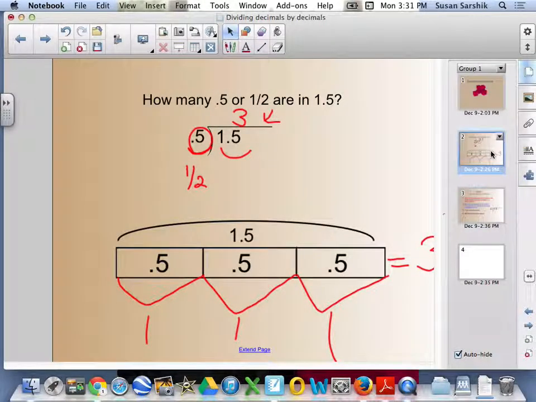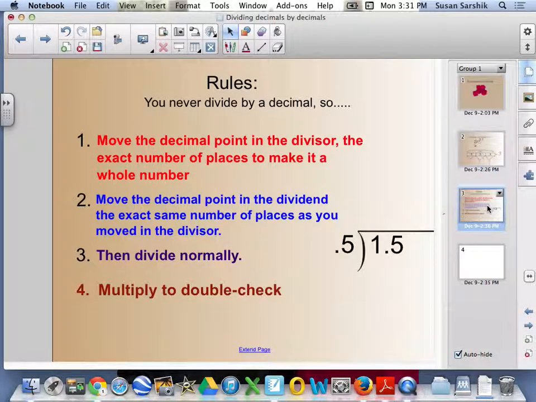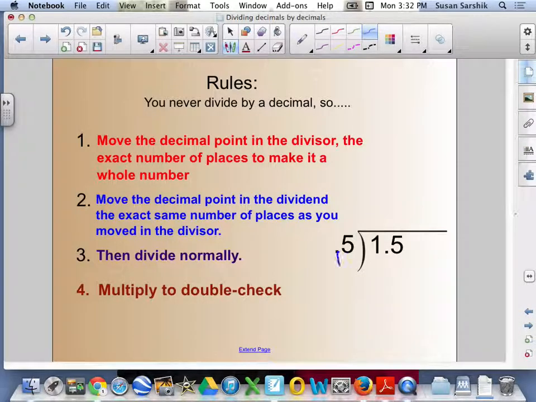So now let's take a look at the rules. To divide by a decimal, you do the following. First of all, you can never have a divisor that has a decimal in it. So the first thing we need to do is get rid of the decimal point in the divisor. To do that, you move the decimal the number of places you have to in order to make it a whole number. So in this case, I've had to move it one place. I moved it from 5/10 to now it's 5.